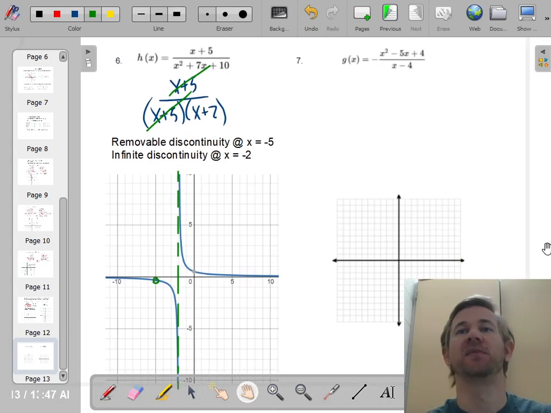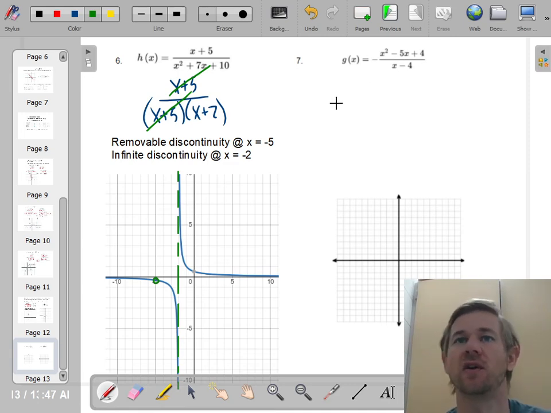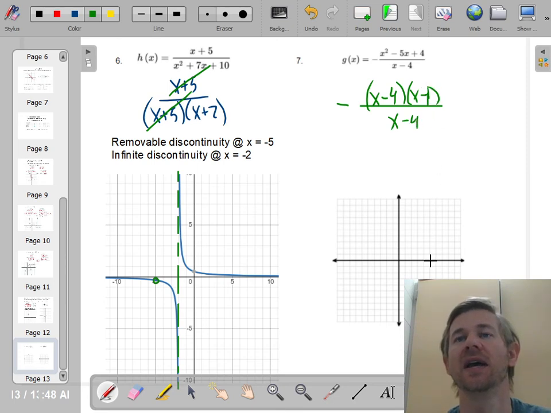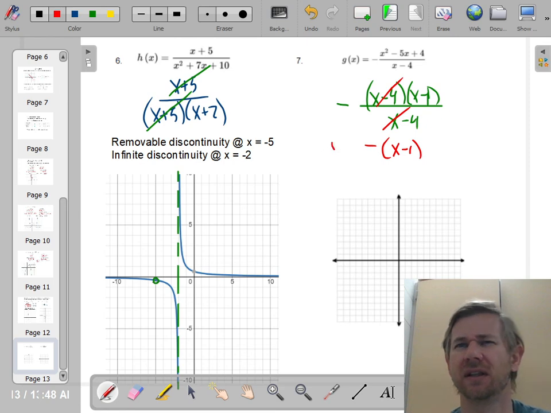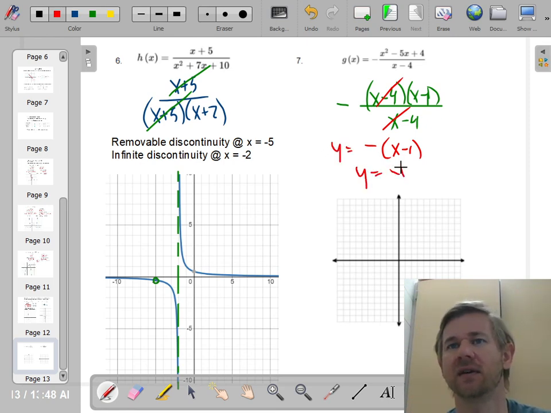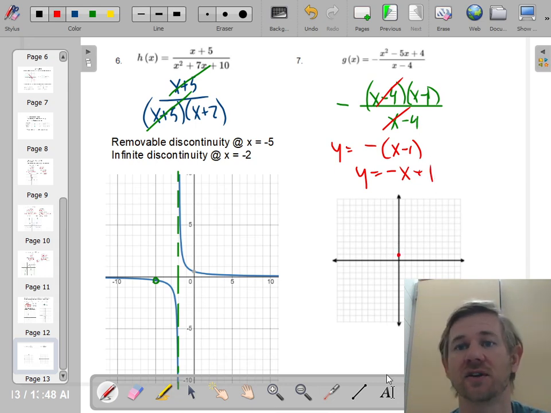(x squared - 5x + 4) over (x - 4). So here, I don't really need to factor the numerator as far as the zeros are concerned, but I might have a removable discontinuity. (x - 4)(x - 1) over (x - 4). So if you factor the top, (x - 4)(x - 1), you'll notice these cancel out. So all that's left is negative x minus 1, which is a line. You could simplify that to negative x plus 1. So if I just tried to graph it, I'd start at the y-intercept and go down 1 over 1. This is going to be the graph.